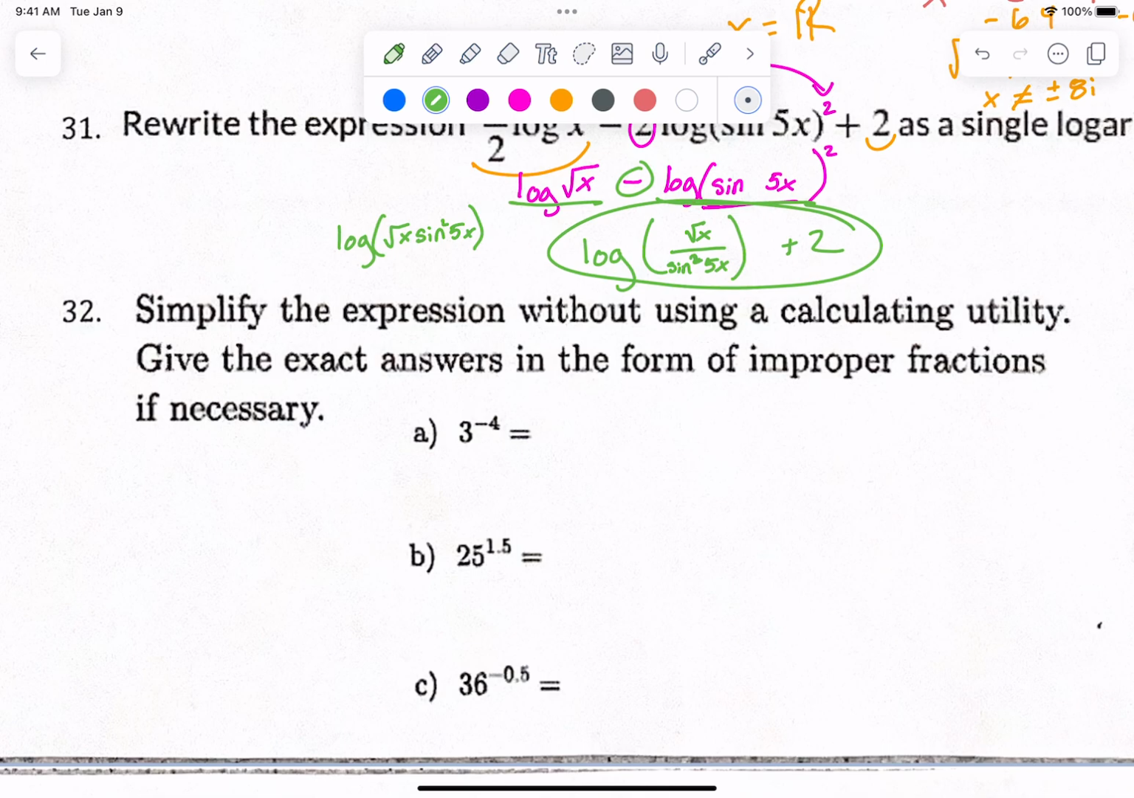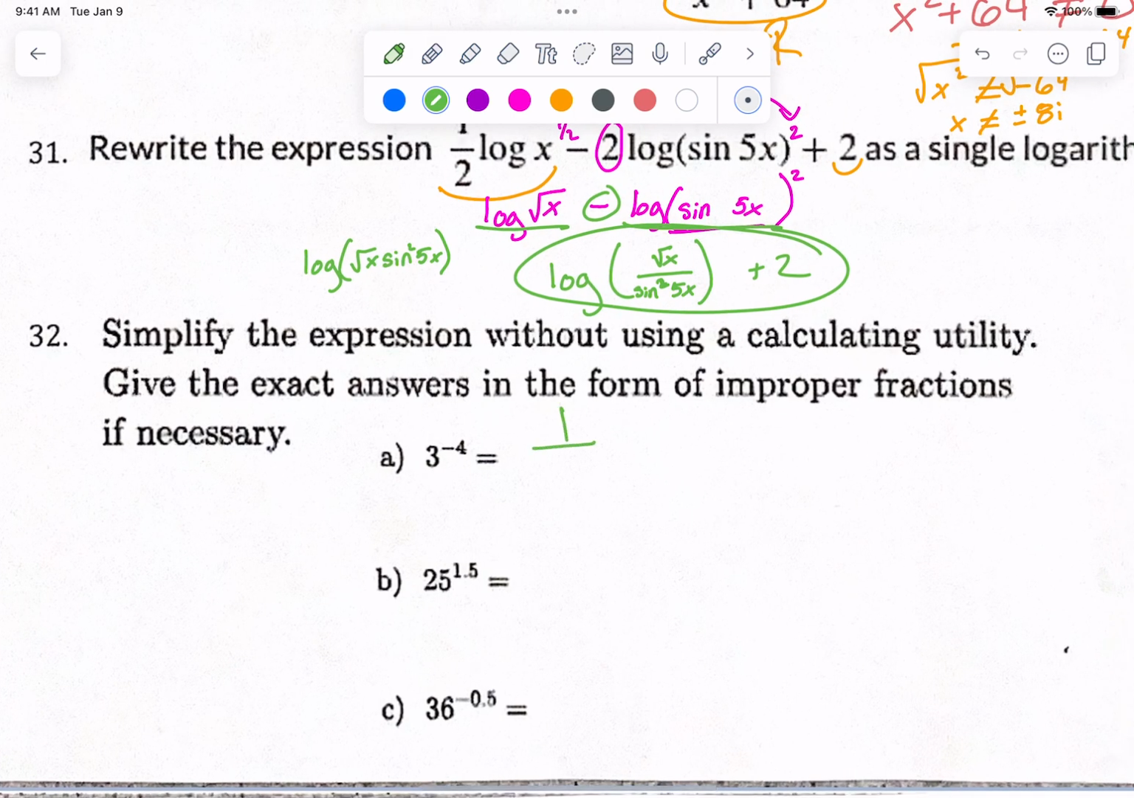Where are we? 32. Simplify the expression without using a calculating utility. How would you know? It's 1 over 3 to the 4th. 1 over 3 to the 4th, which is? 3 times 3 is 9. When you're doing 4s, 3 times 3 is 9, 9 times 9 is 81. Yep, 1 over 81.